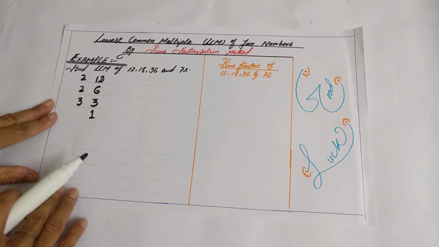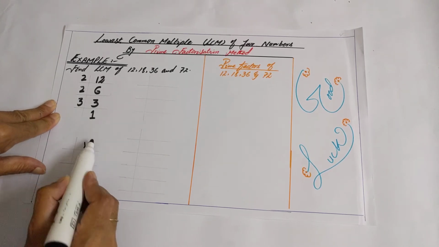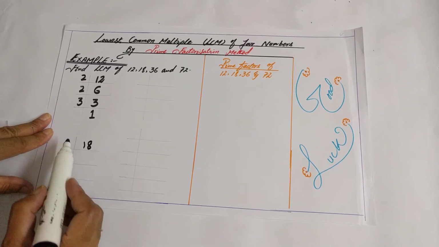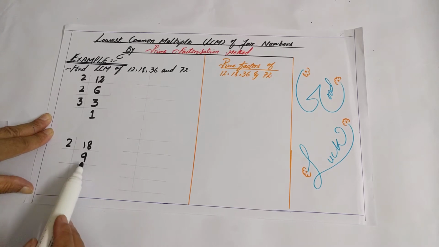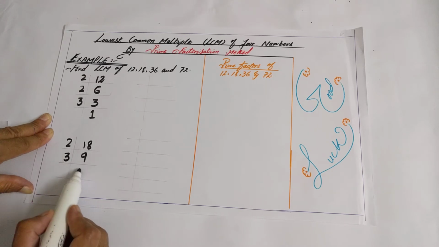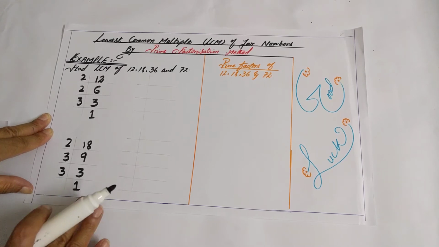What is the next number? Our next number is 18. Now check whether 18 is divisible by 2. Yes, 18 is completely divisible by 2. 2 9s are 18. Now check 9. 9 is not divisible by 2. 9 is divisible by the next prime number, that is 3. So 3 3s are 9, and 3 is divisible by itself because 3 itself is a prime number.